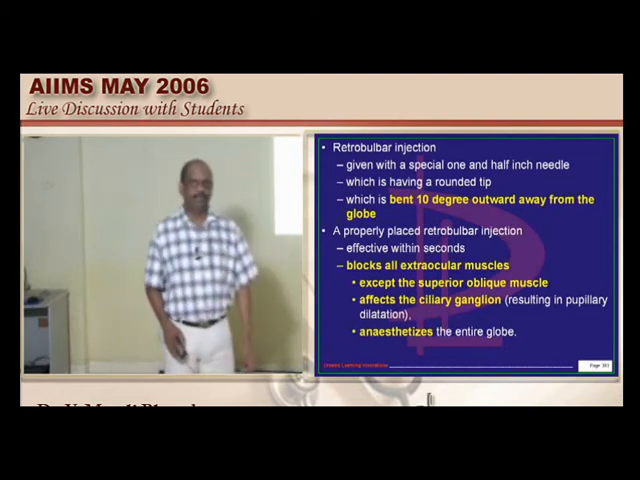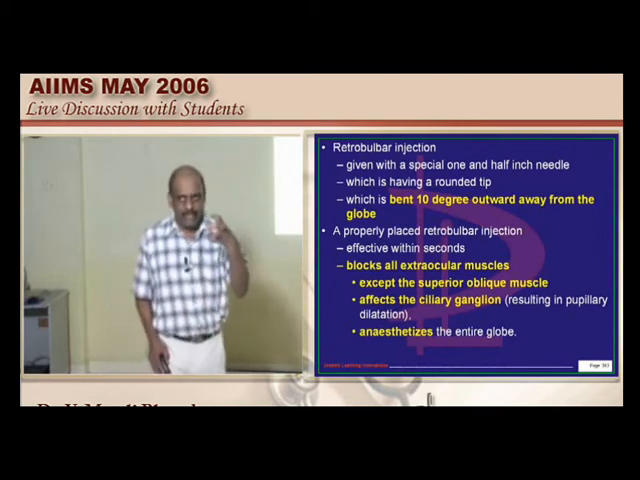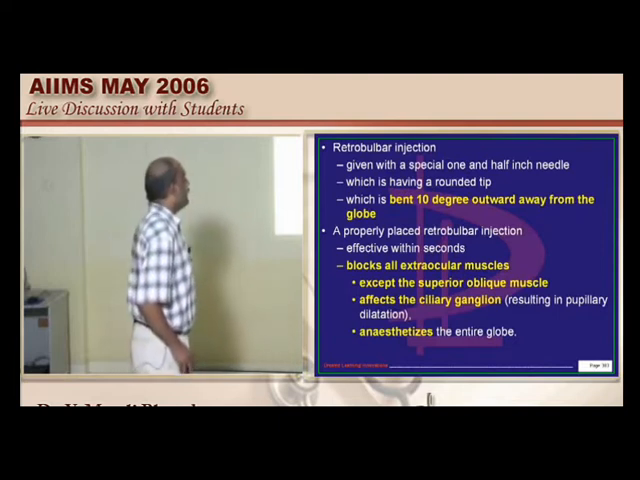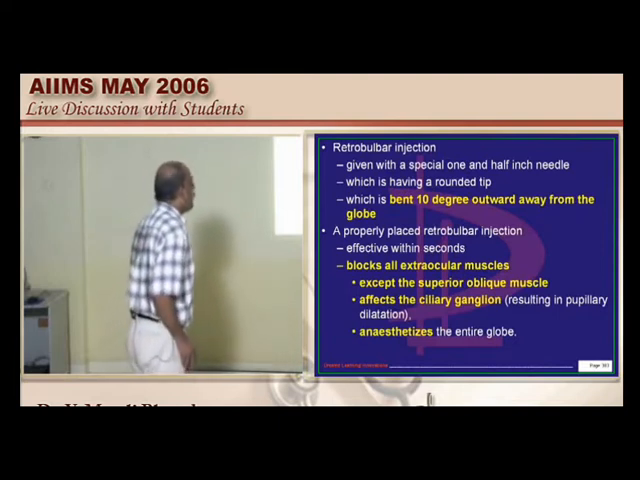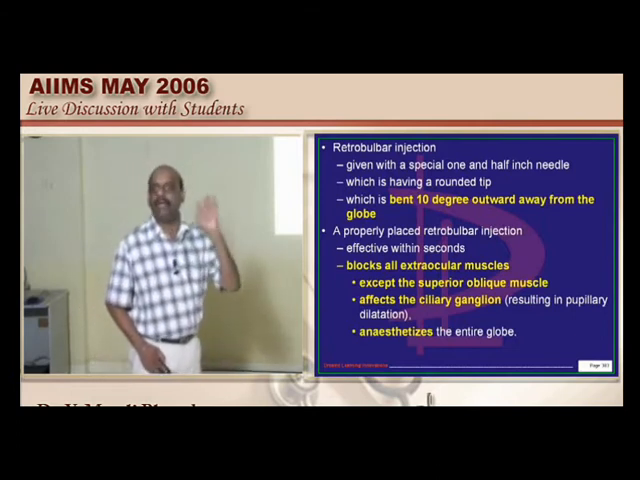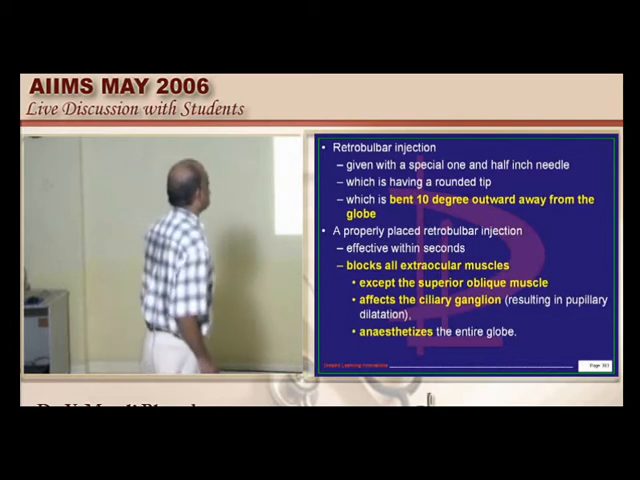Now in the retrobulbar injection of the anesthetic, which is the ganglion which you are trying to block basically in ophthalmic surgery? It is the ciliary ganglion which is getting blocked, and that leads to anesthesia of the entire globe so that you can carry on the surgery. So it is the superior oblique which is not affected.